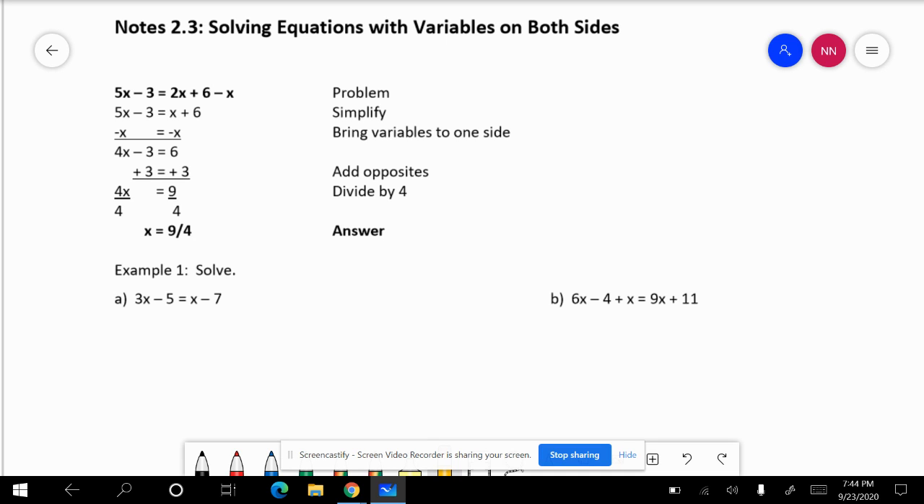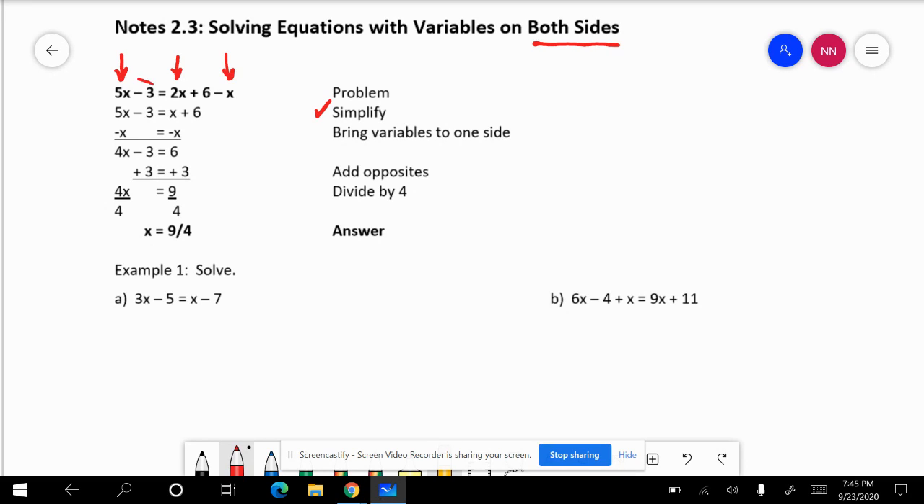We're going to be solving equations with variables on both sides. What it means by having a variable on both sides is that we have an x on the left-hand side, and in this case, we have two x's on the right-hand side. So whenever we have variables on both sides, our first step is always to simplify. Can we simplify the equation?